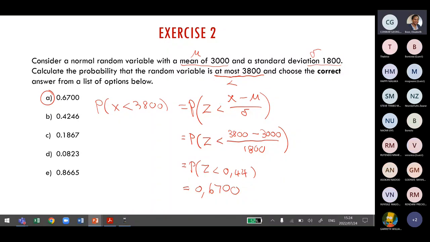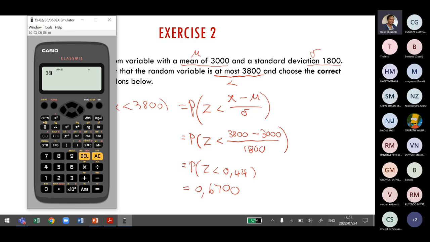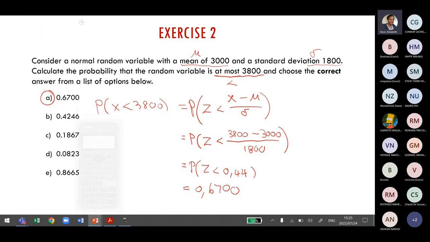I have a quick question. Because all of our values end in double zero, could we calculate this faster if we just eliminated those two zero values? Would it still give us the same answer? Yeah, 38 minus 30 divided by 18 will still give you the same answer. Want to see? 38 minus 30, divided by 18, equals 0.44. Right, you will still get the same answer.